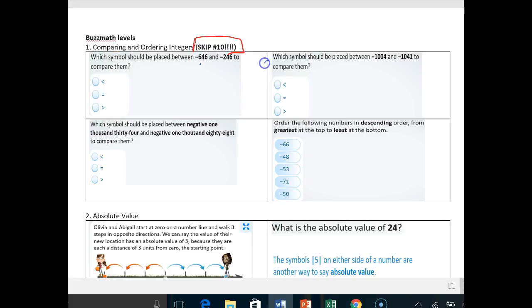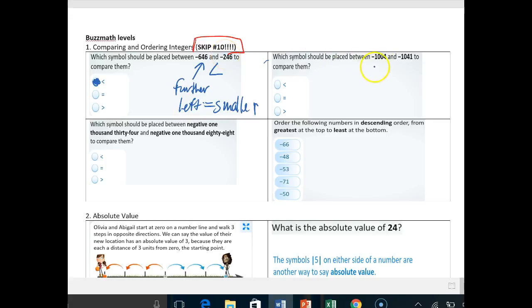Which one is further left? This guy is further left. Since he is further left, he is smaller. So therefore, I would say he is less than -264. This is your answer right there. The further left you go, the smaller you get. Even though it looks like that's 646 and 246, you got to think opposite when you do negatives.